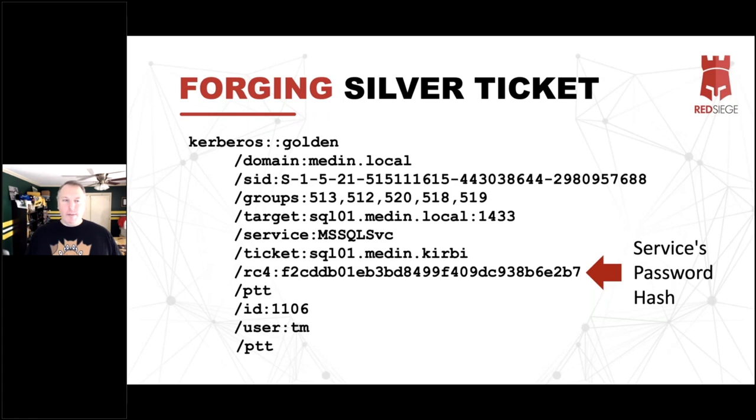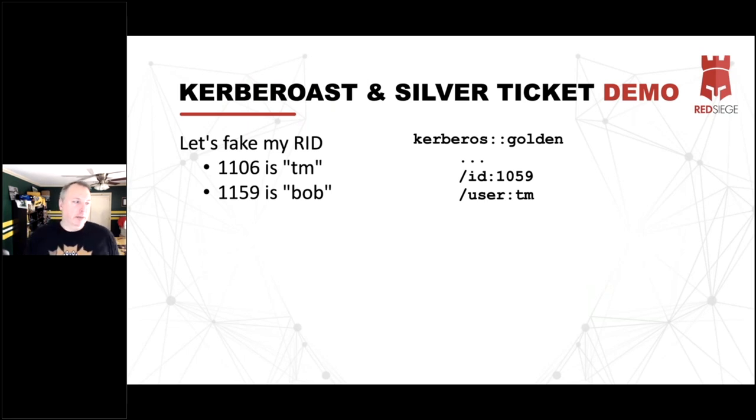So what I'm going to do is create a legitimate ticket. If I was going to recreate my ticket here, we'll come back through a couple of these different pieces. The key pieces to this ticket are going to be the groups, the ID, and of course, the user. So let's change this a little bit. I am me, but I'm also not me. I'm going to leave my user still as TM, as Tim, but I'm going to change my ID, my RID, to be that of Bob.